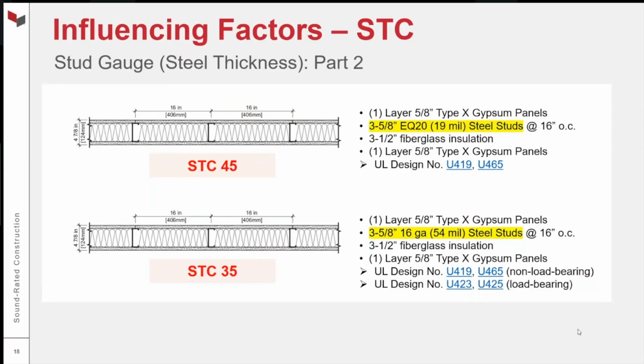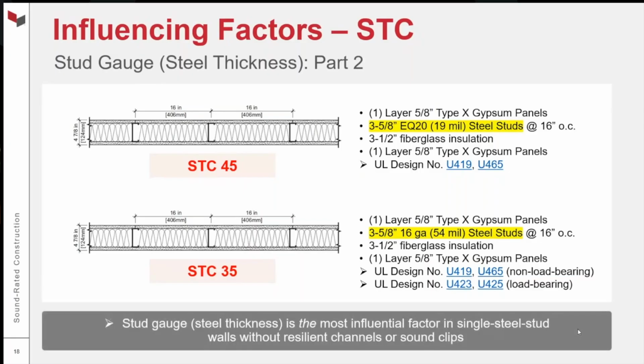So this is the wall I mentioned, that when you get into these heavy steel studs, these structural steel studs, they start to perform a little bit more like those stiff 2x4 wood studs. This is that example. So in single steel stud walls that don't have resilient channels or sound clips, your stud gauge is likely the most influential factor on STC. And I see this all the time.